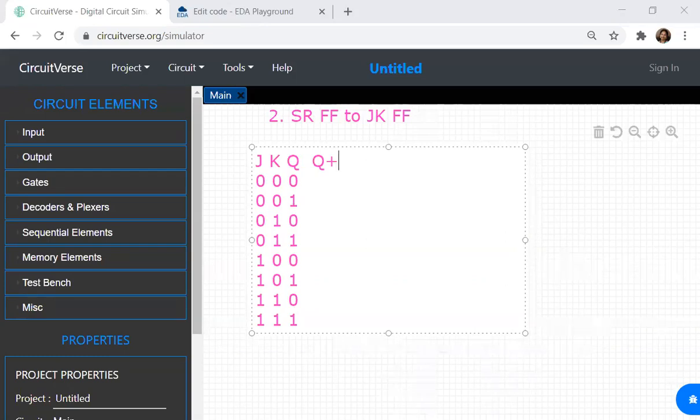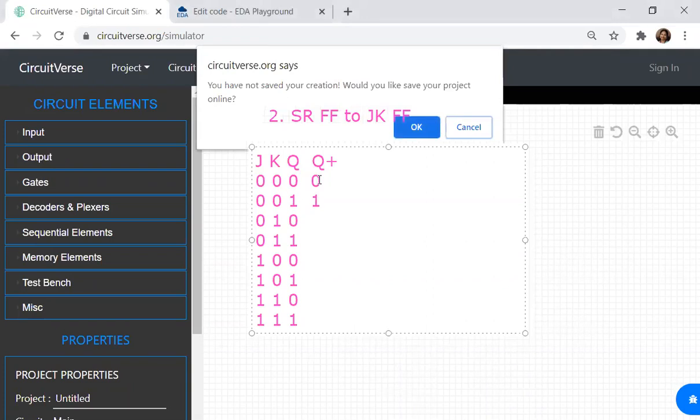How will we write the next state? We have to see the JK values and write down the next state. What is your JK value? J is 0, K is 0. If Q is 0, the next state will be no change, so Q plus will also be equal to 0. The next one, J is 0, K is 0, no change. The next state will be 1 because the previous state is 1. Next state is also 1.